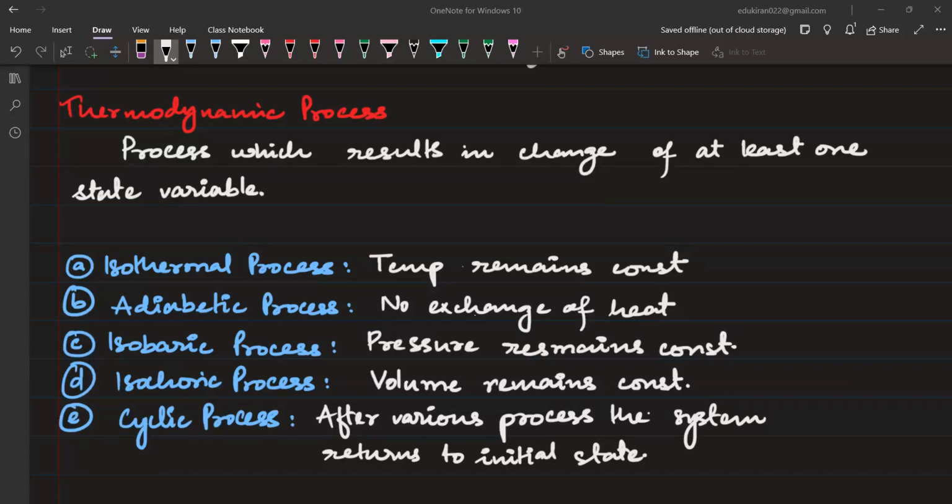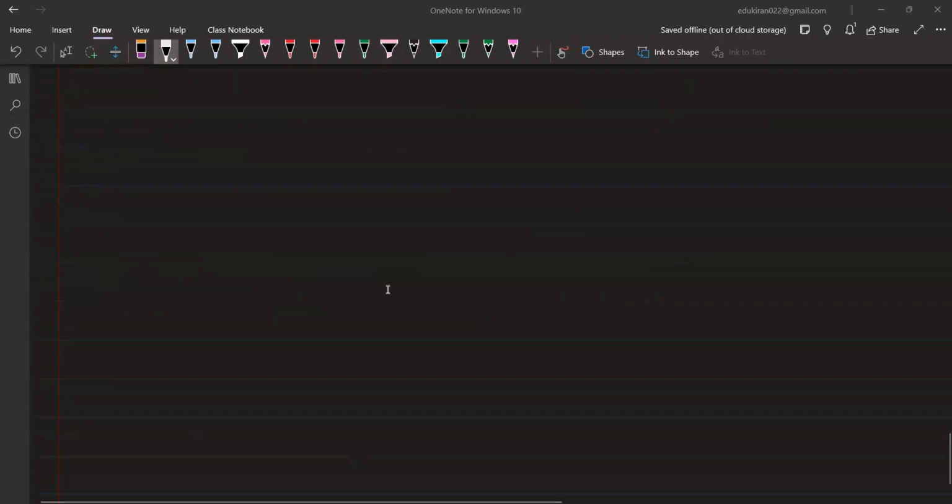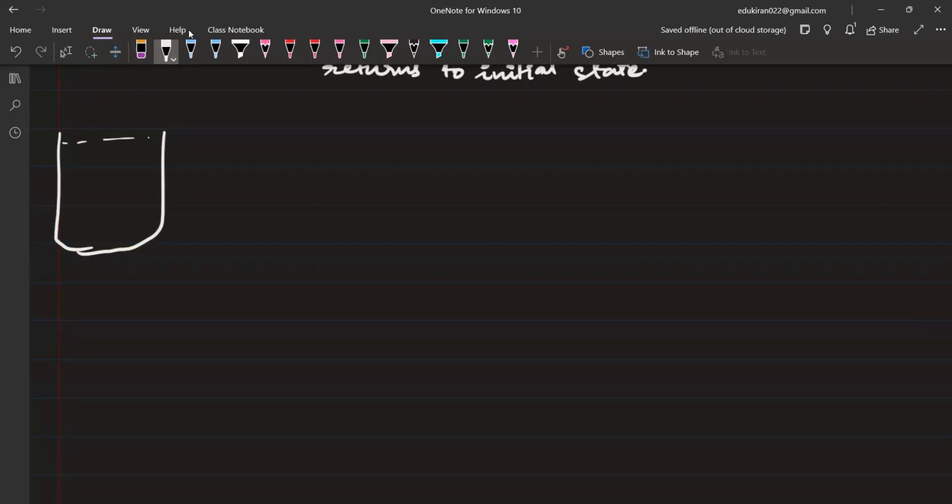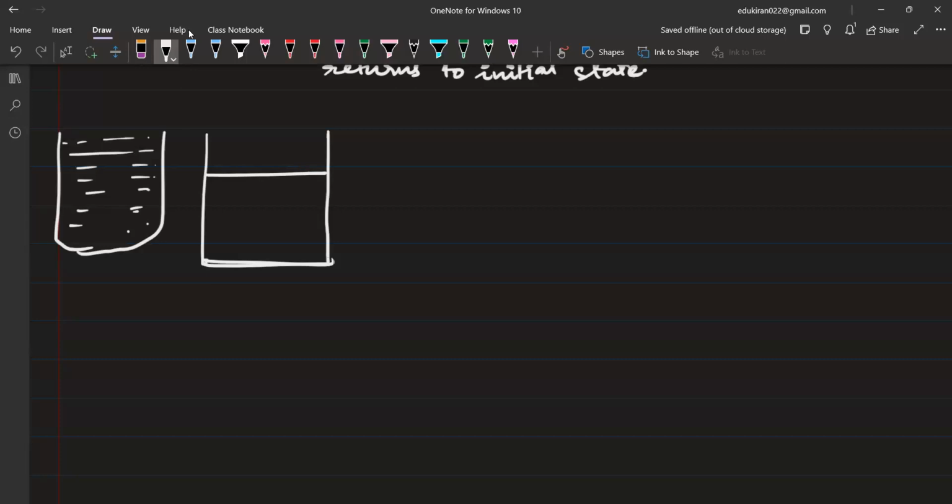Next, we have the reversible and irreversible process. But in order to understand that, let's take an example. Understand it with an example and it will be clearer. Let us suppose we have a bag which is full of wheat grains. This is fully stacked with wheat grains, and here we have a container, and then we have a movable piston.